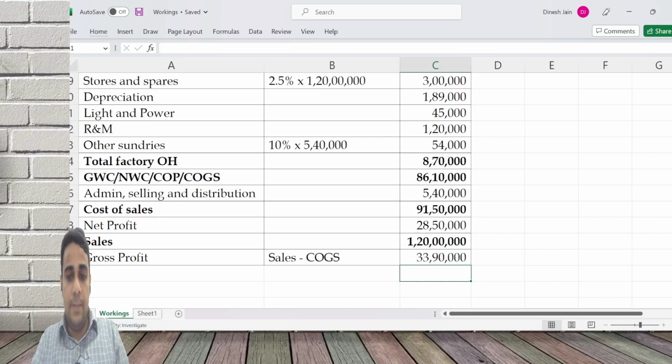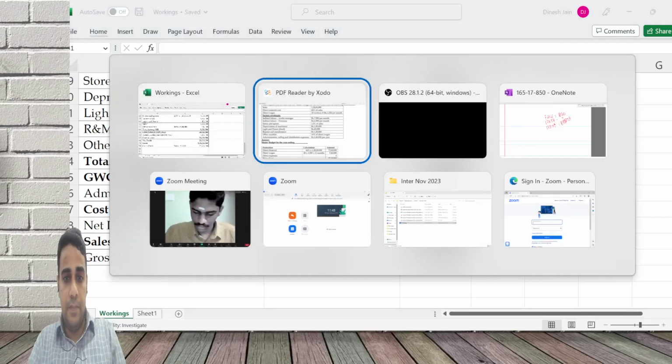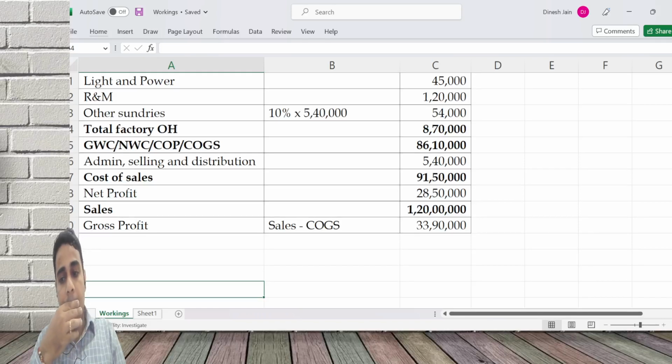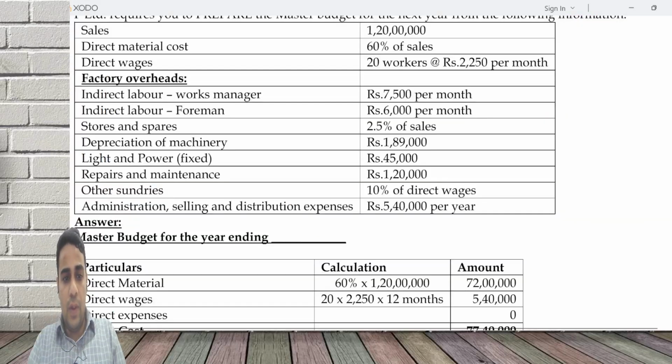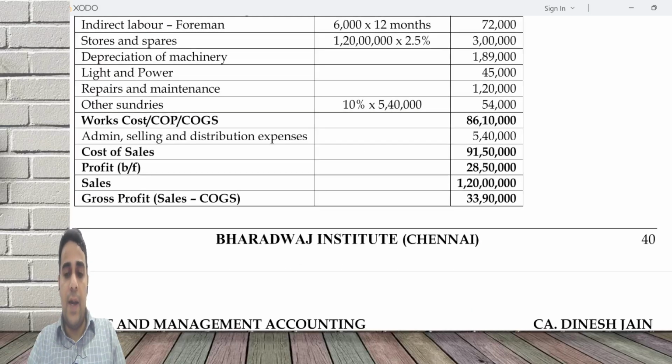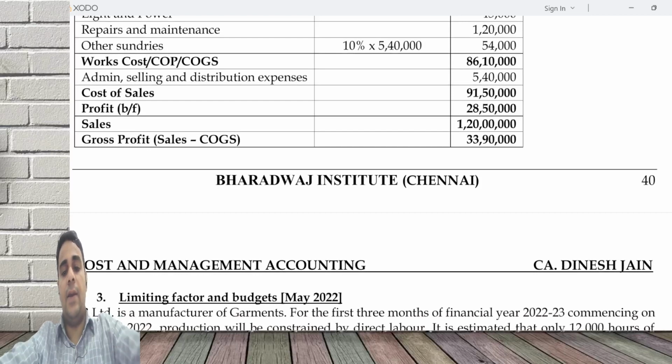I hope this is clear. I'll proceed ahead. Anybody has a doubt, let me know. Okay, we'll move to the third question then. Yeah, as I said, both profit and GP can be calculated.